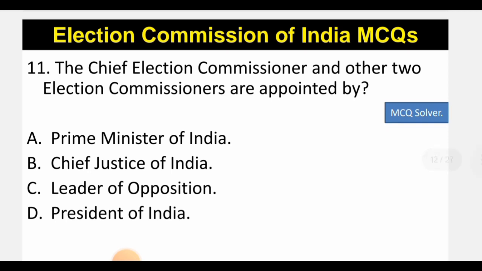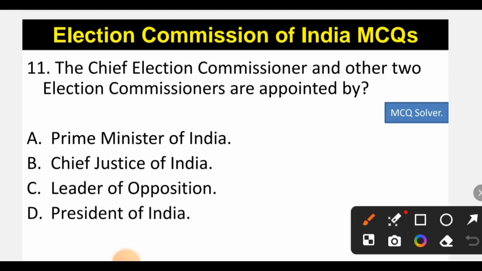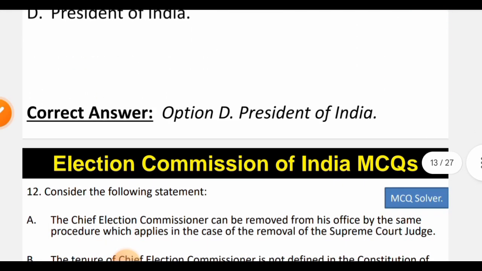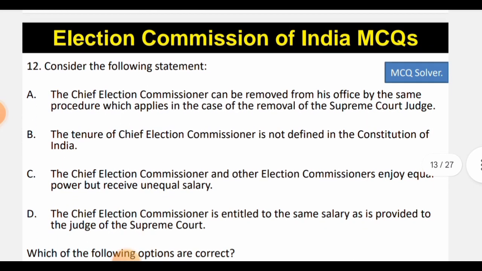The Chief Election Commissioner and other two election commissioners are appointed by. The correct option is option D, that is President of India. So President of India appoints Chief Election Commissioners and other two election commissioners. So D is the correct option. Now let's move to question number 12.